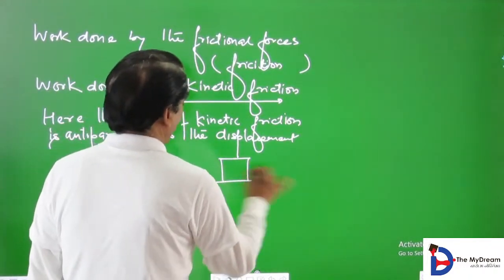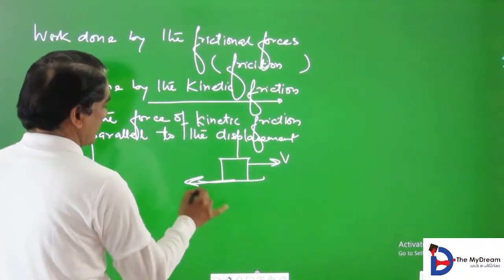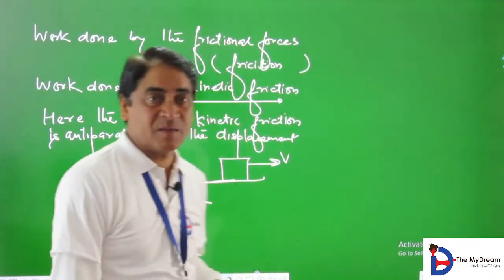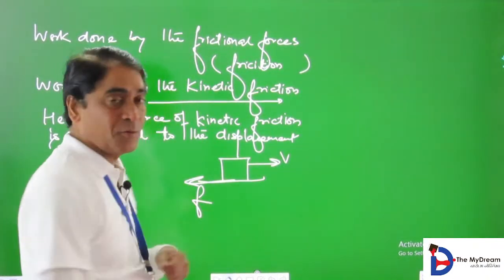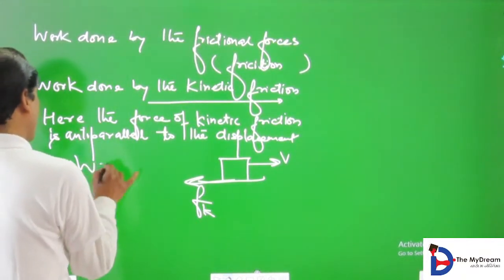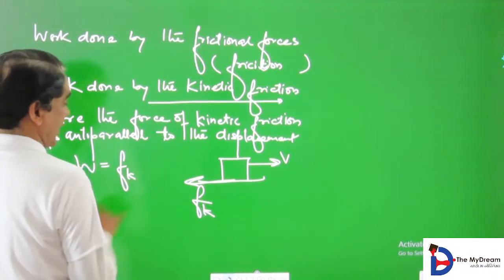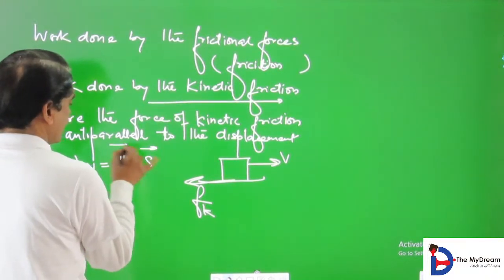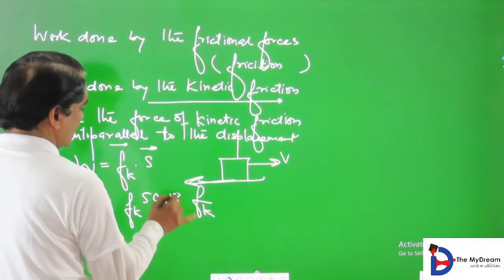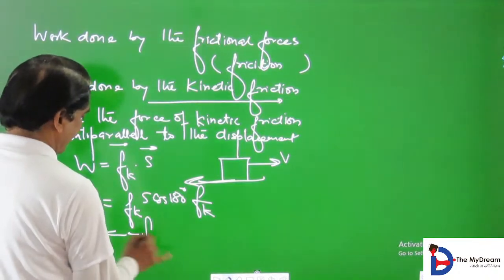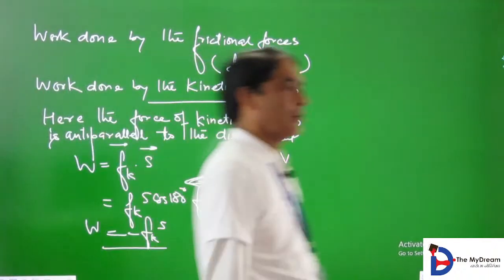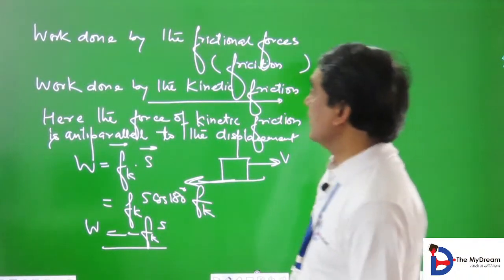Suppose this is the object which is moving, so the direction of the displacement is opposite to the force of friction. Which friction? That is kinetic. So the work done by the kinetic friction, which is anti-parallel, will be the negative work done.